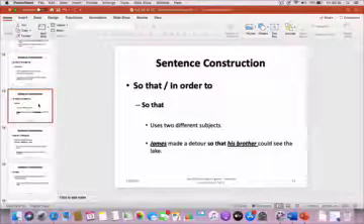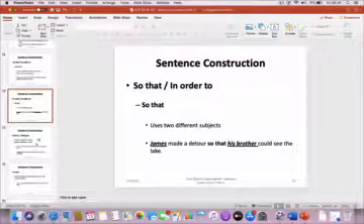So that, be careful with so that. So that, remember, uses two different subjects. So James made a detour so that his brother could see the lake. I have two different subjects here, so in this case I need to use so that. I couldn't say in order to his brother could see the lake. It doesn't work.